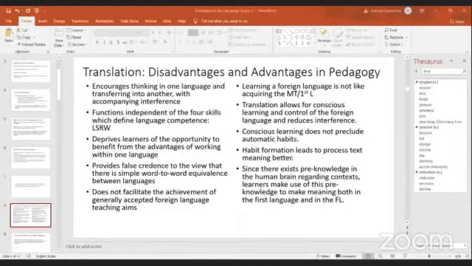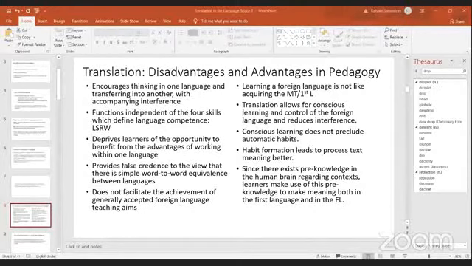And conscious learning also creates automatic habits in the language skills. Now, when learners learn consciously, a lot of habit formation happens. They practice, and they consciously understand what they are going to use. So they create a lot of language habits in the new language.